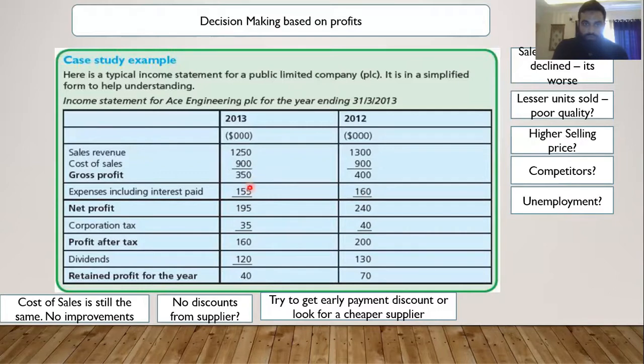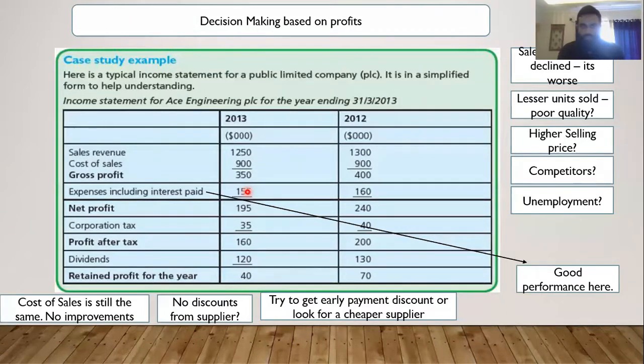If I see the expenses of this business, the expenses clearly declined from 160 to 155. Now that's a very good thing. It's good performance. They have cut down on their expenses. So we cannot say that they have performed worse in terms of cutting down of the costs. They have performed exceptionally well, but they could do more. They could try to find out other ways of reducing down the costs.